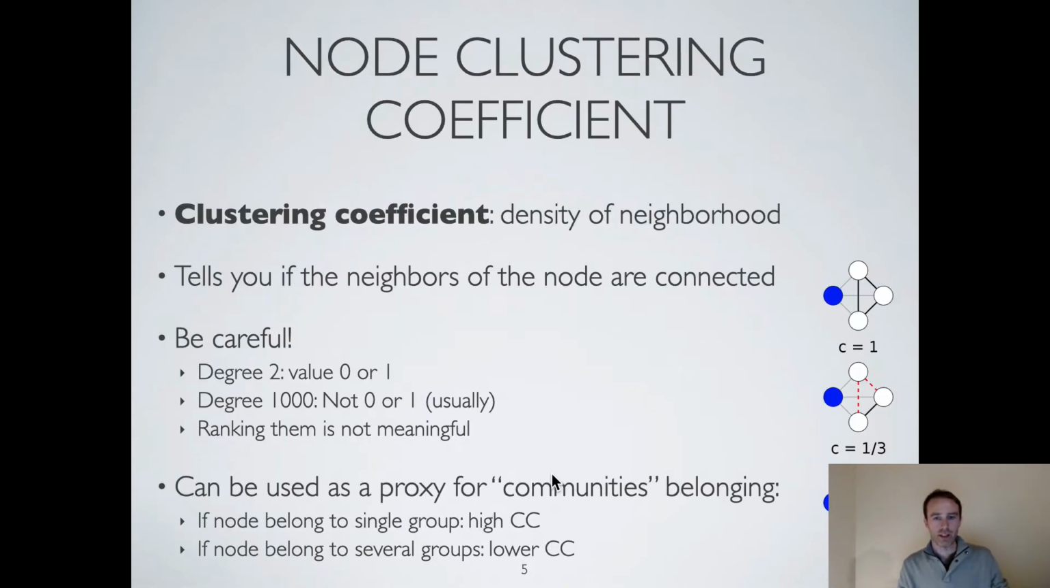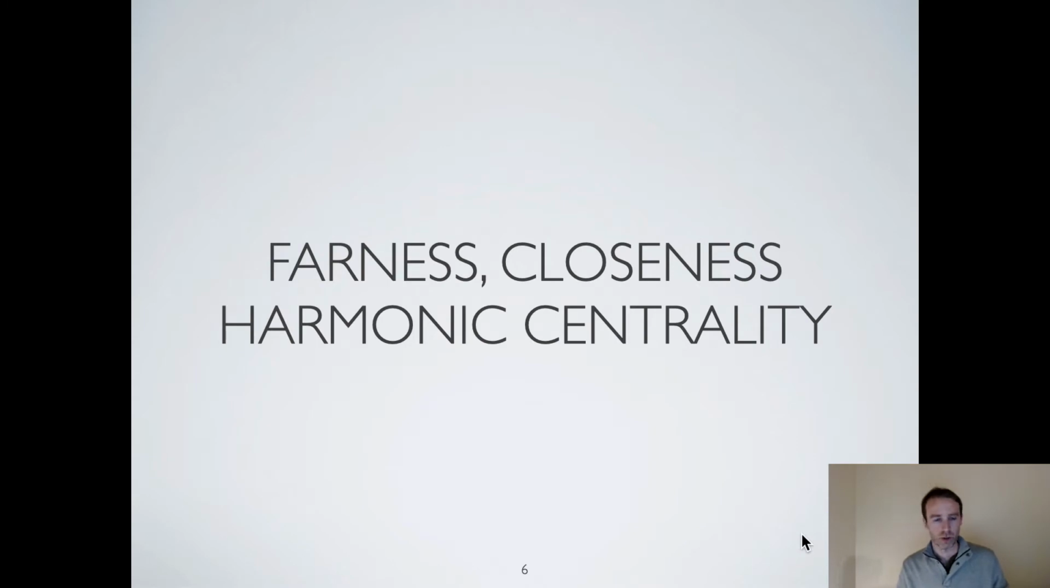And the other notion of describing nodes that we have already introduced is the clustering coefficient. So if you remember, it corresponds to the density of the neighborhoods, and it tells you if your neighbors know each other or not. Right, so it's this notion of closing triangles around you. So I already introduced it.